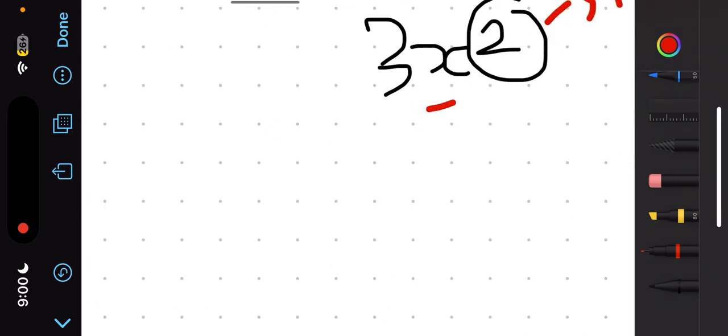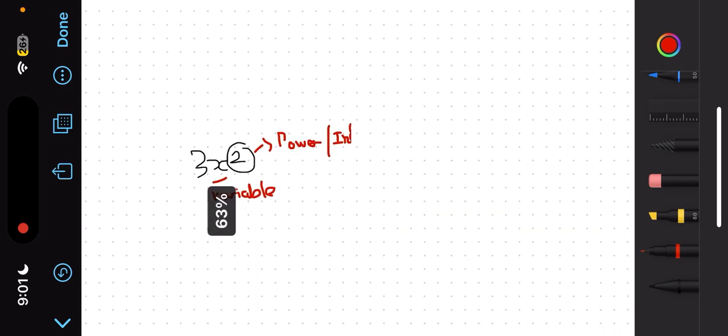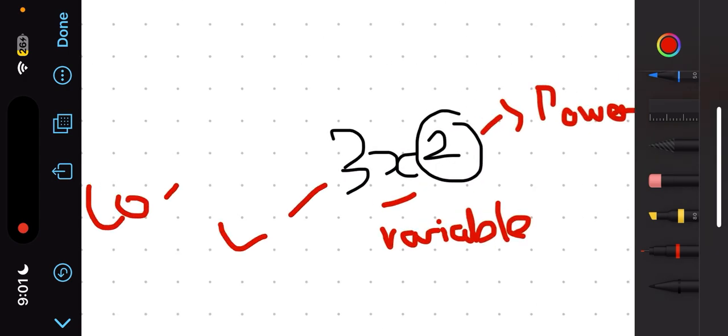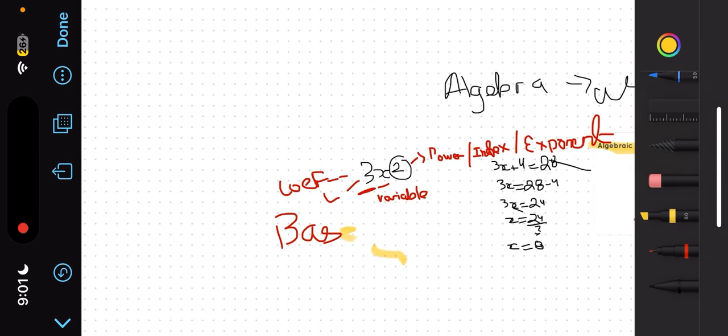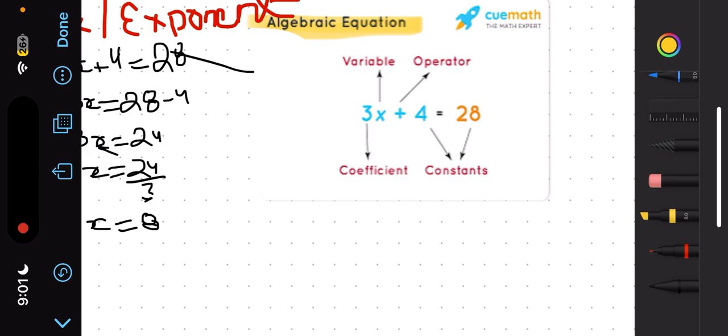And this is a variable, and this 3 is a coefficient. This 3 is known as coefficient, but it is also known as base. It could be known as coefficient and base both. Now the structure of an equation or expression is clear.